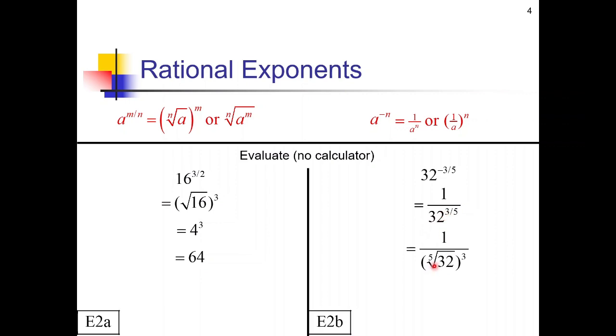Let's see, what do I need to raise to the 5th power to get 32? Well, that would be 2. Knowing your powers of 2s, 3s, 4s, 5s, and 6s is pretty helpful in this situation. So this is going to be 1 over 2 to the 3rd. And then 2 to the 3rd is 8, so this is 1 over 8.